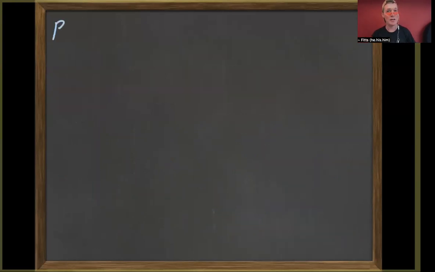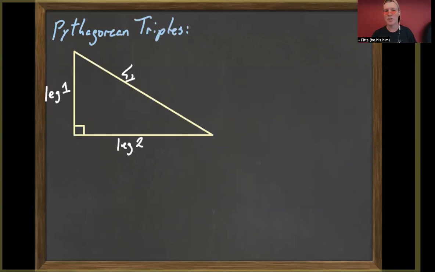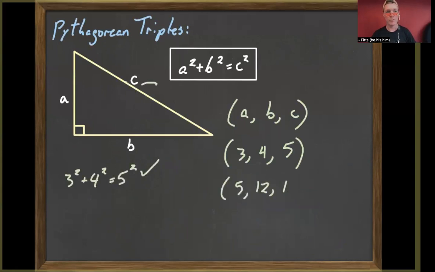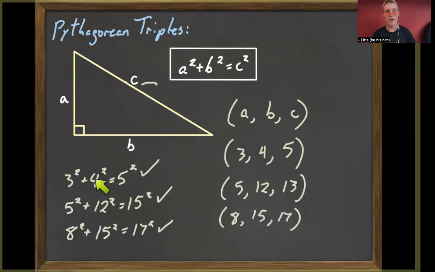Things that come up a lot, though, are these things called Pythagorean triples. Basically, they are just sets of integers that work and create a right triangle. So here's one example, 3, 4, and 5. I can make this 3, I can make this 4, I can make this 5, and that would work, right? So let's take a look. 3 squared plus 4 squared, does that equal 5 squared? Yeah, it does. 3 squared is 9, 4 squared is 16, that equals 25.